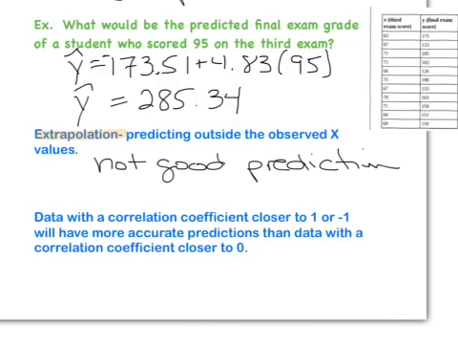Data with a correlation coefficient closer to 1 or negative 1 will have more accurate predictions than data with a correlation coefficient closer to 0. Remember, the closer you are to 1 or negative 1, the stronger relationship you have, so you're going to make better predictions. The closer you are to 0, the weaker that correlation is, and the predictions aren't going to be as accurate.